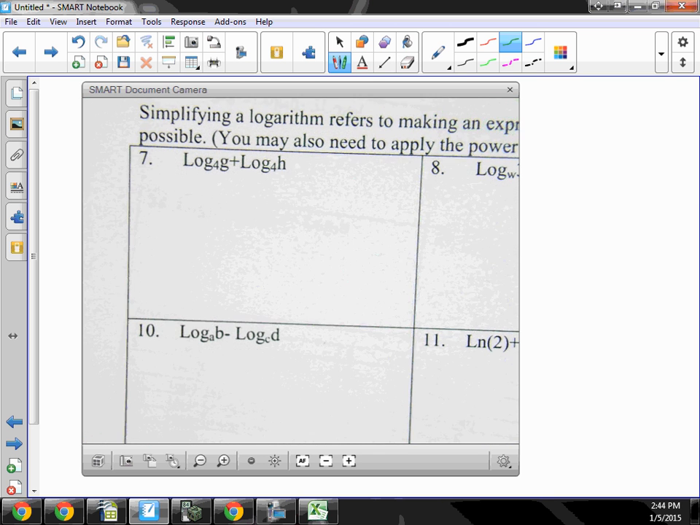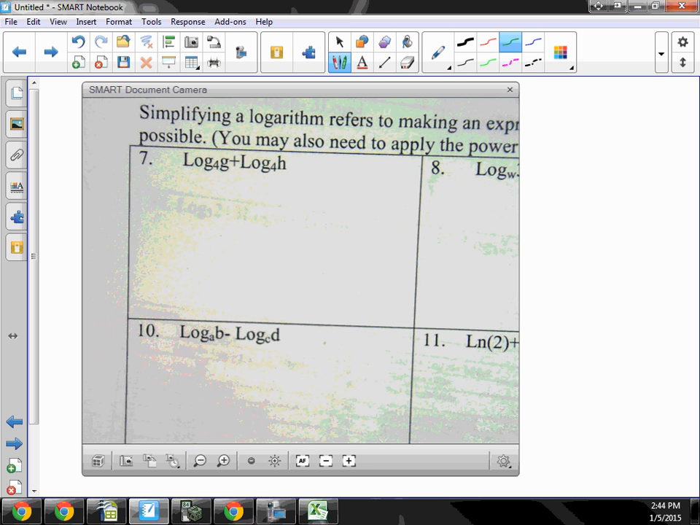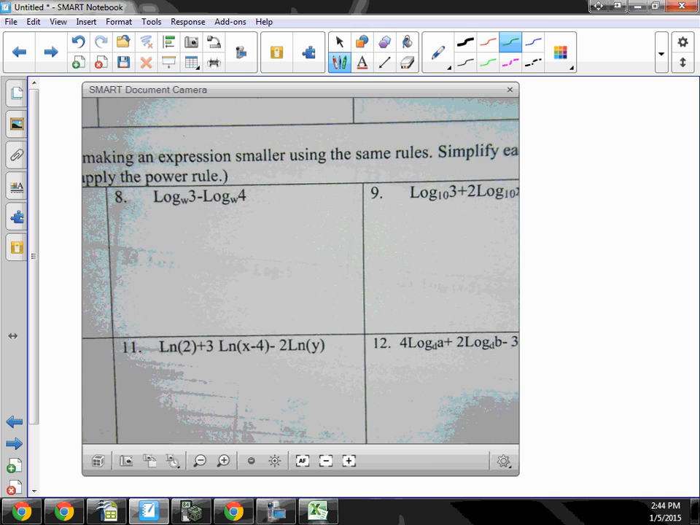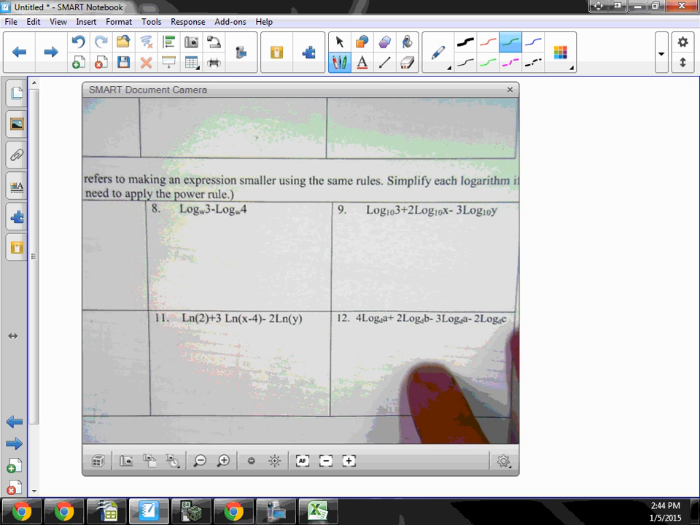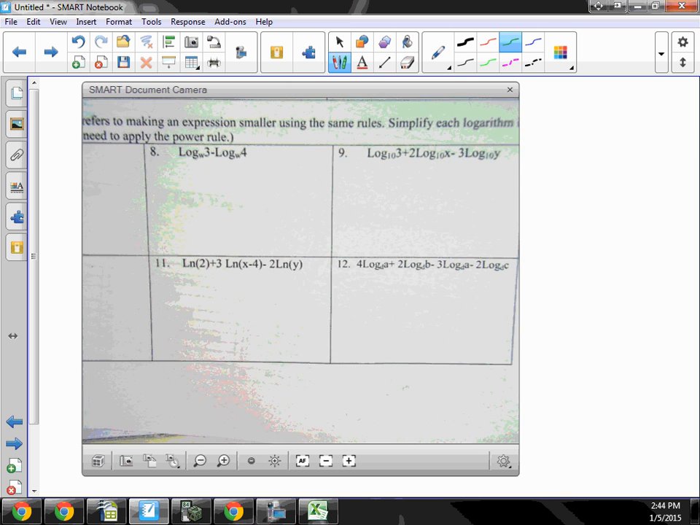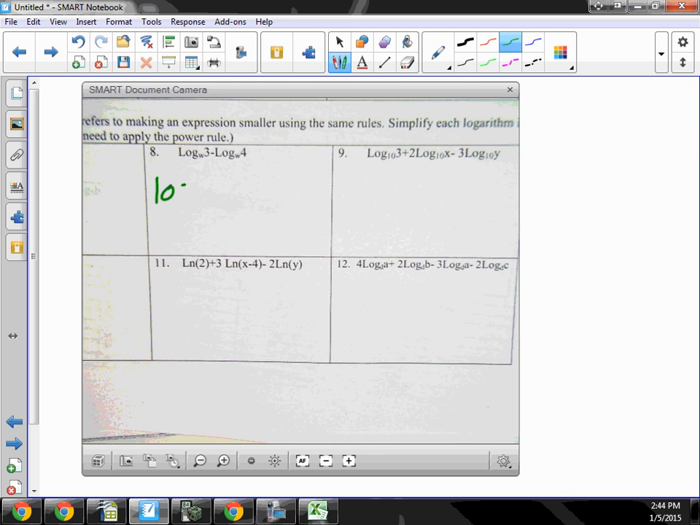All right, number 7. Now we're going to go backwards. When we use the product rule in reverse, first we have to make sure that the bases are the same, and then we put positive logarithms on top and negative logarithms on the bottom. So number 7 would be log base 4 of GH, and you probably want to put parentheses around that. That's it. So number 8, they're both W's. So log base W of 3/4. That would be it.